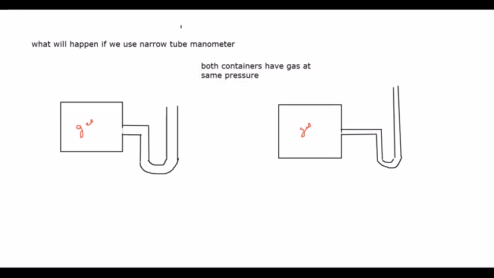So what will we observe here? What can you conclude from this? Which pressure is higher, the gas pressure or atmosphere? Yes, which pressure is higher? Gas. The gas pressure is higher than the atmosphere. And the difference in the level, for example, is 5 centimeters.